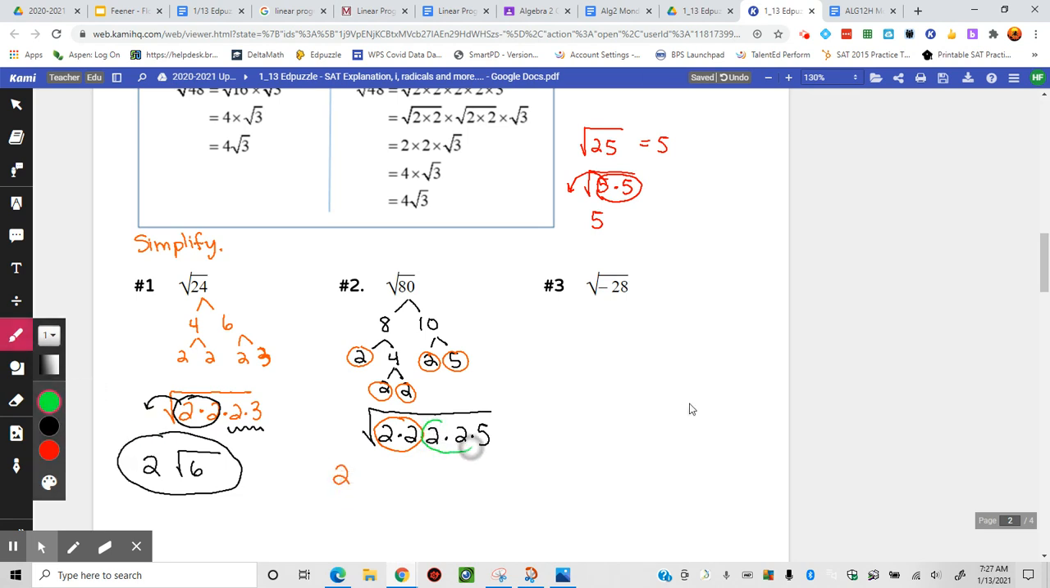Here's a pair of 2's. It comes on the outside. You have a 5 left underneath your radical. That stays underneath your radical. So your final solution here is 4 root 5.